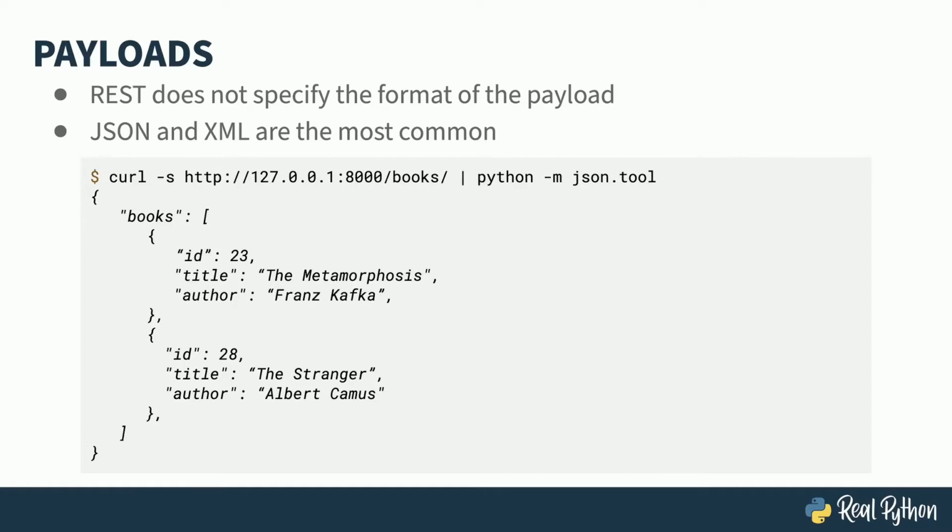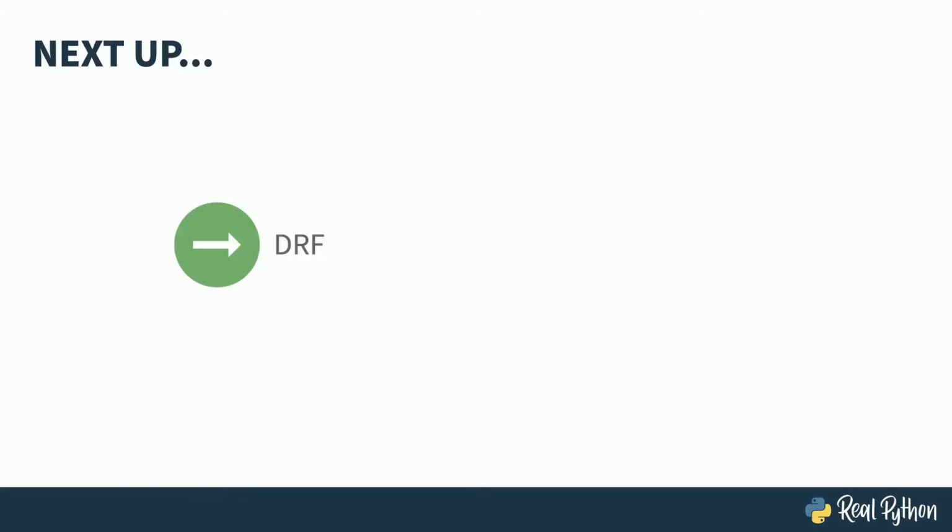Here's some pretty printed JSON, which includes a dictionary. The dictionary has one attribute, which is books. The books attribute is an array that contains two books, the Metamorphosis and the Stranger. Obviously, I was in a bit of an existential mood when I wrote this. That's the basics of REST. Next up, I'll dive into what you're actually here for, the Django REST framework.